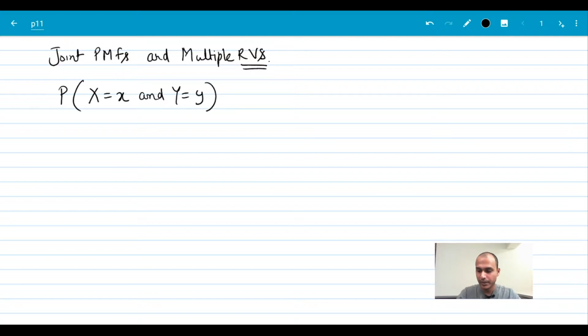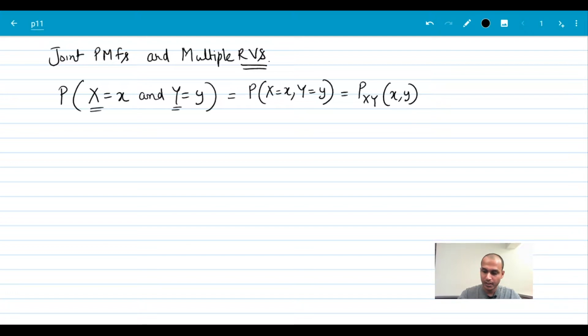X and Y are two random variables, which means they're functions from the sample space to some numbers. This notation can be shortened to probability of X equals x, comma, Y equals y, or sometimes we will also write P with subscript XY, evaluated at little x, little y. This is a probability law, called the joint probability mass function, and it is defined as follows.